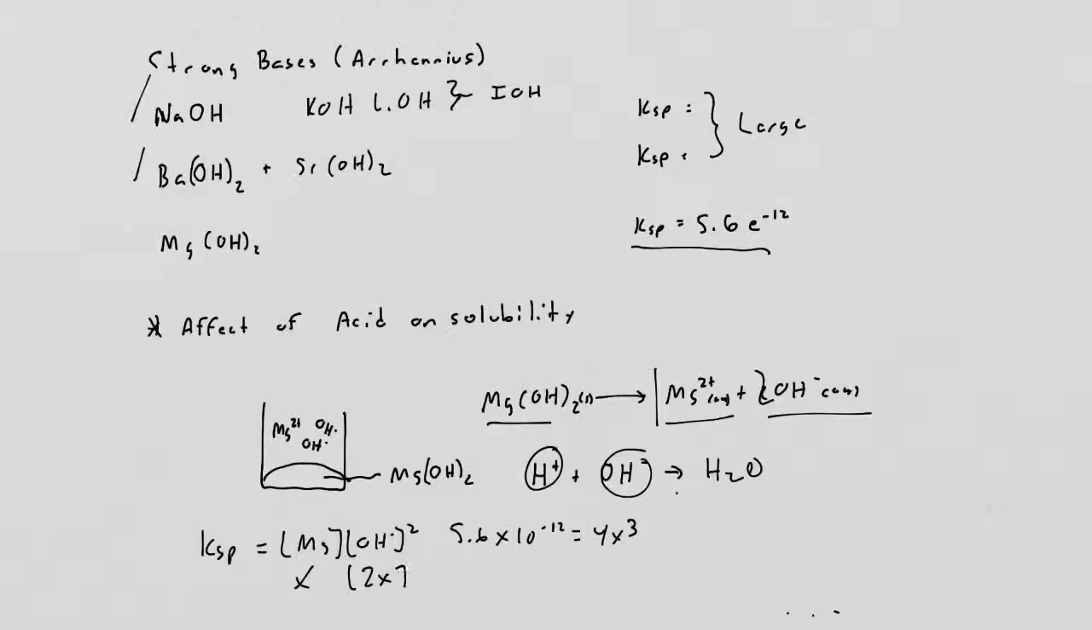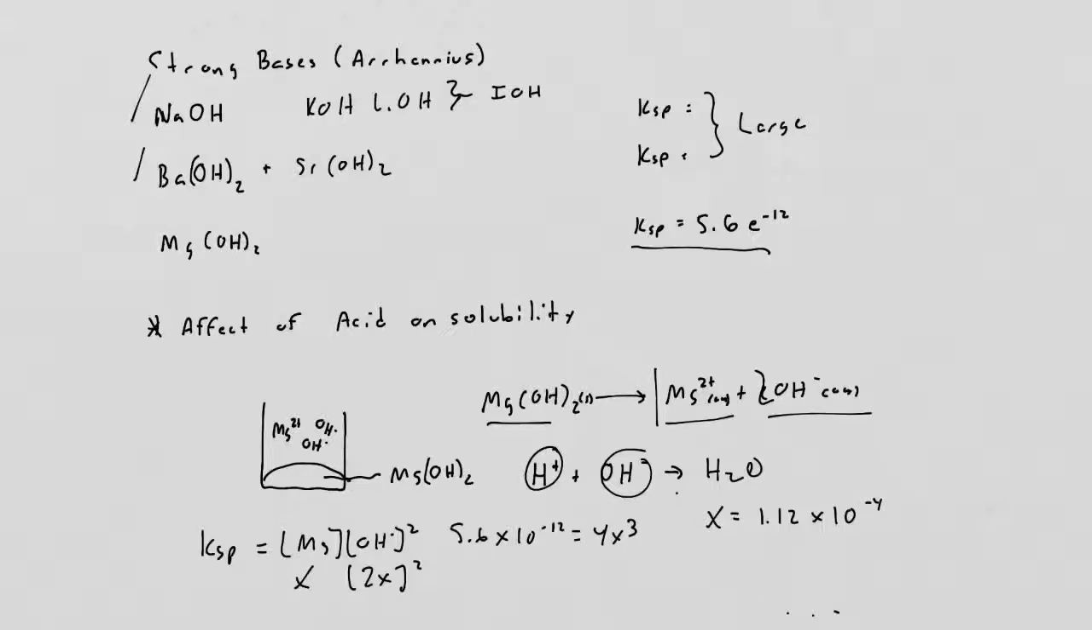This is 2x squared, right? So we have 4, and then we can just divide by 4 and take the cube root, and when we do that, we get an x value that is equal to 1.12 times 10 to the minus 4. Now, that's not the hydroxide concentration. That's the molar solubility, but it's also the concentration of magnesium ions, right? But we're not really interested in the magnesium ions. We're really interested in the hydroxides.